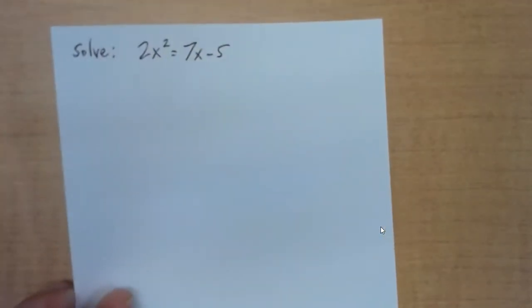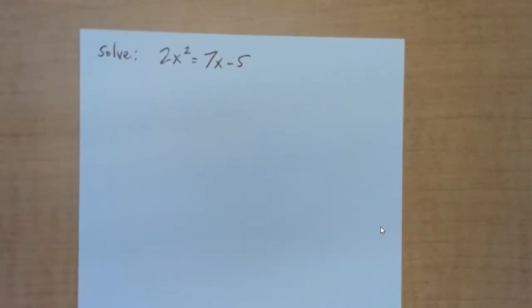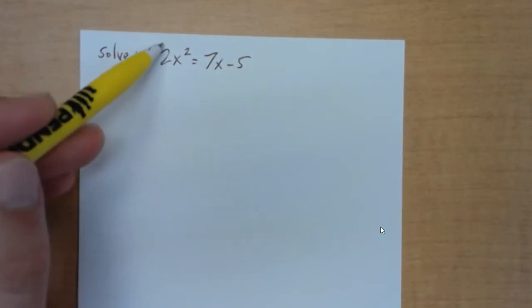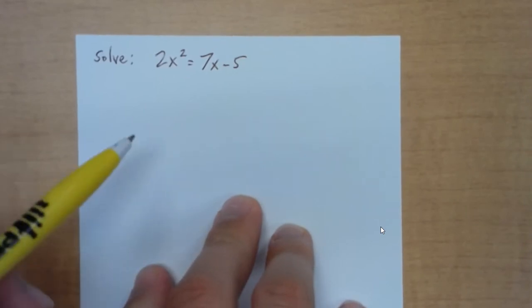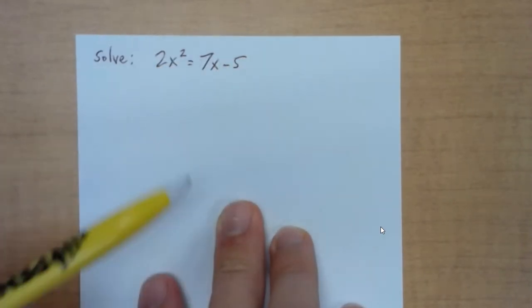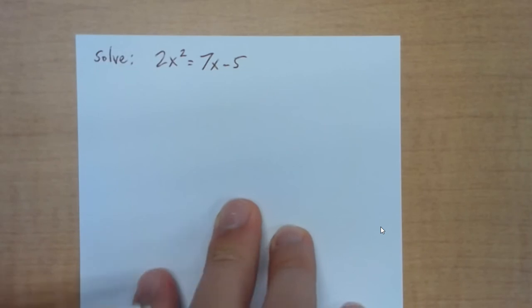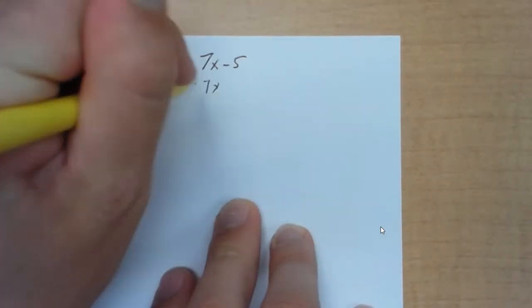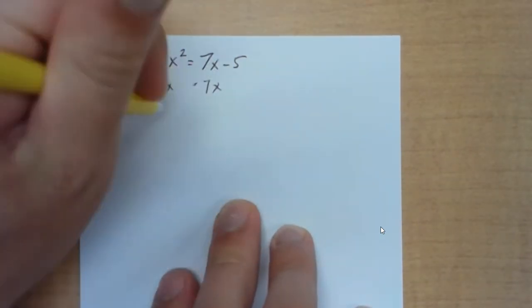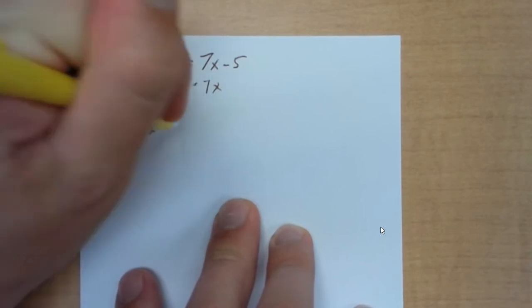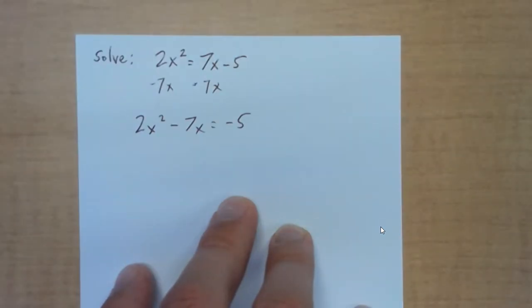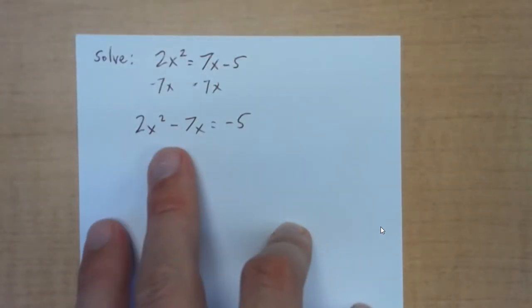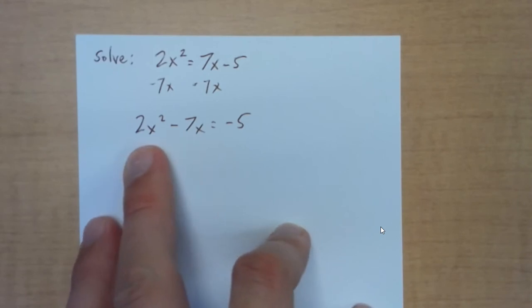Okay, and now one of our harder ones. This is where the a term is not equal to 1, so we have a little bit more difficult time. And it's not all on the same side of the equation. So we need to move 7x over as our first step. 2x squared minus 7x equals negative 5. So now we've moved c over, and we need to factor out our a.